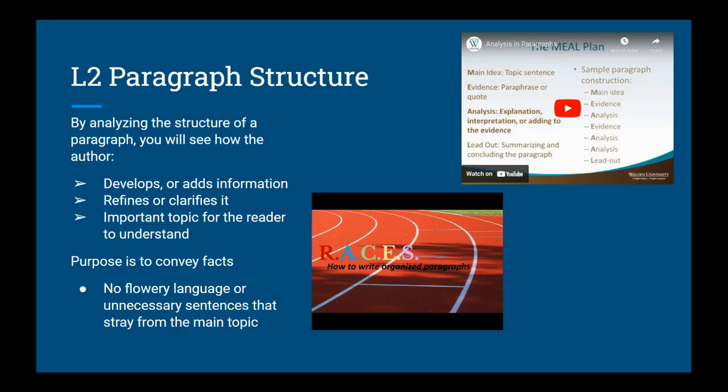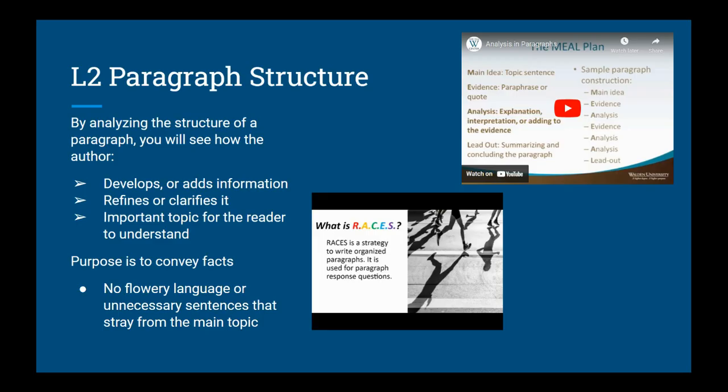This is Dustin, the writing tutor, and today I want to talk about how you can write very organized paragraphs by using the RACES method. So what is the RACES method? Well, it is a strategy to write organized paragraphs, and it's used for paragraph response questions. Let's take a look at what it stands for.